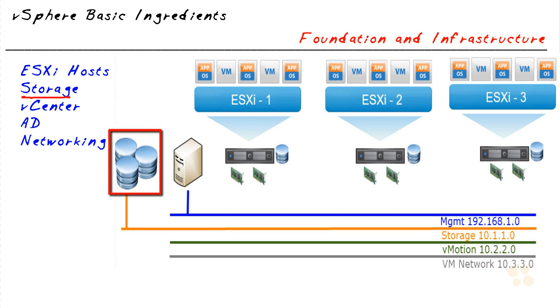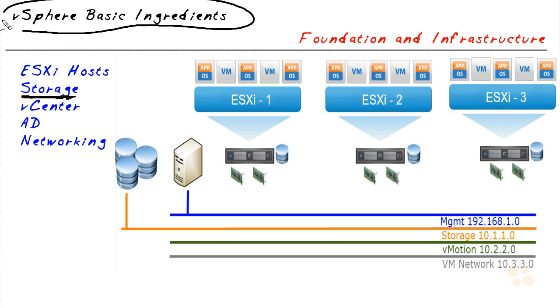For example, we could use technologies like iSCSI or NFS, which we'll talk about both of those in greater detail in another nugget. So storage is another key ingredient in the vSphere architecture.